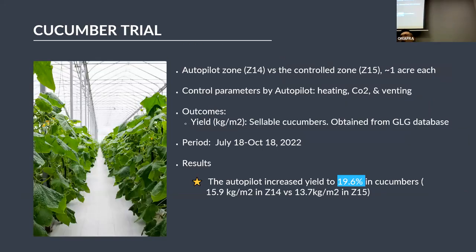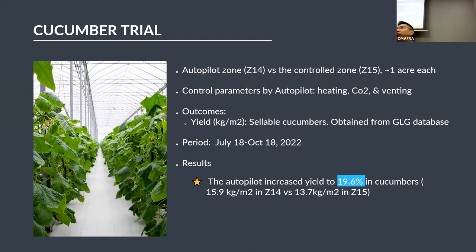And for the cucumber trials, there were two compartments, about 1 acre each. We controlled the heating, the CO2, and the venting. At the time, just last year, Greg Lex was installing a new LED system. Due to the tight integration, because what is special about Greg Lex is that they also control their power generation. So for this first trial, we didn't get to control the light yet, but we will later.